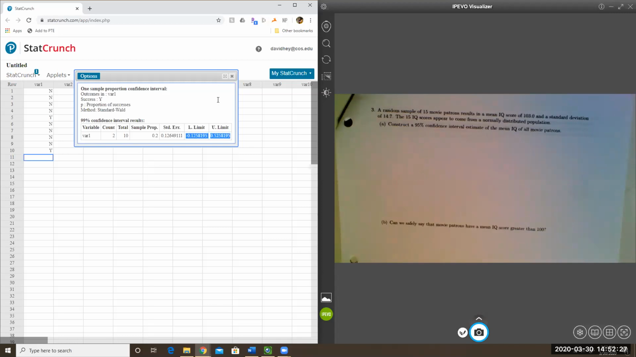Okay, this one says a random sample of 15 movie patrons results in a mean IQ score of 103.0 and a standard deviation of 14.7. The 15 IQ scores appear to come from a normally distributed population. Okay. Part A says construct a 95% confidence interval estimate of the mean IQ of all movie patrons.